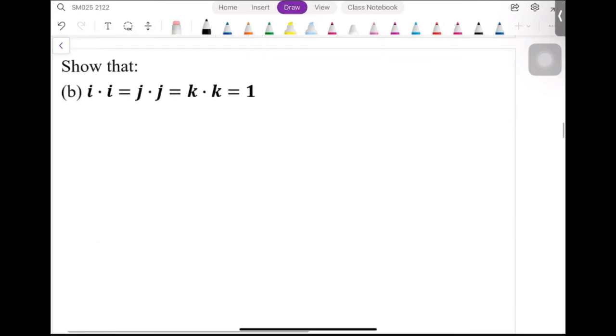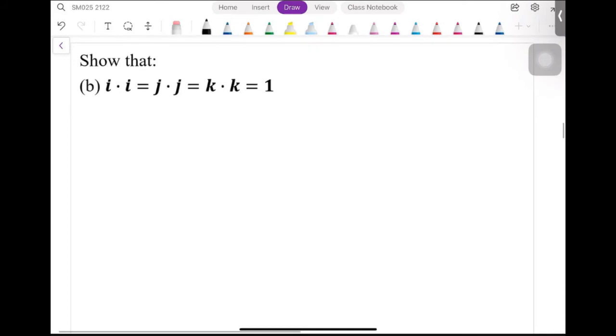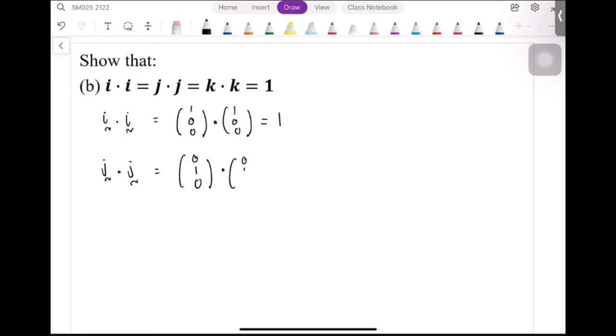Next one. So the same pattern, but now we have to show that i dot i is equal to j dot j equal to k dot k, and this is basically 1. So for i dot i, this is basically the dot product with the same element. So we have 1, 0, 0 dot with 1, 0, 0. That's how we get 1 as our answer. Moving on, second one, we have j dot j. So 0, 1, 0 dot with 0, 1, 0. So our answer here would also be 1. And last one, k dot k. So we will have 0, 0, 1 dot with 0, 0, 1. And our answer is still 1.